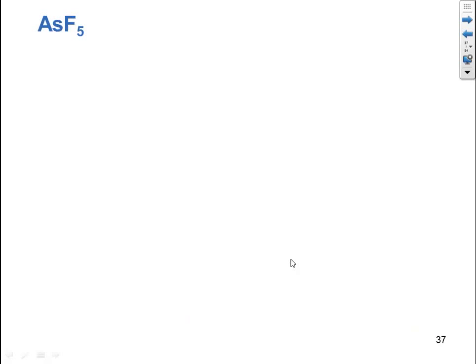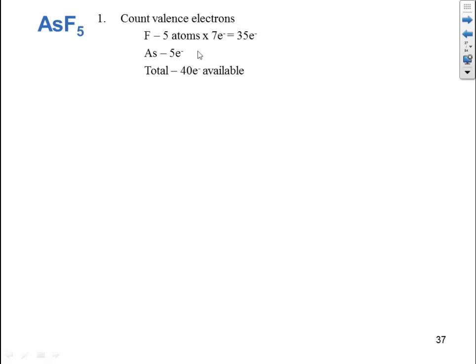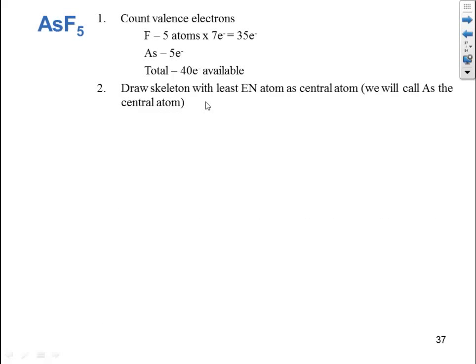Arsenic pentafluoride. Count our valence electrons. Fluorine has 7 times 5, 35. Arsenic 5. Which means I have a total of 40 electrons available. Draw our least electronegative atom in the center, which would be arsenic in this case.